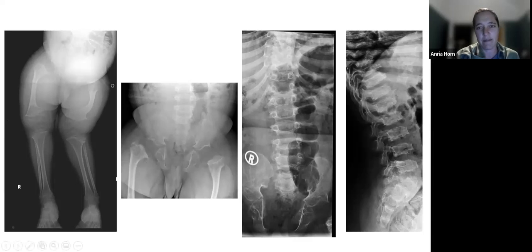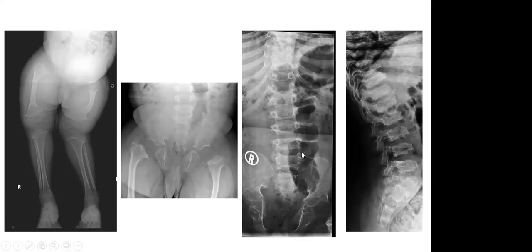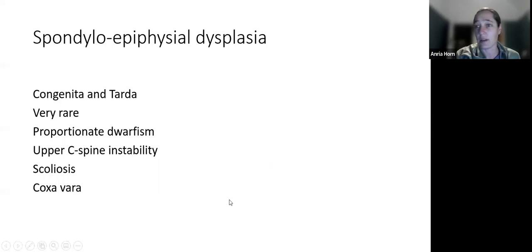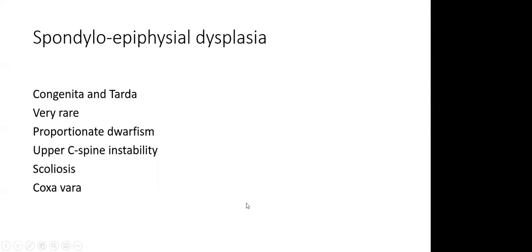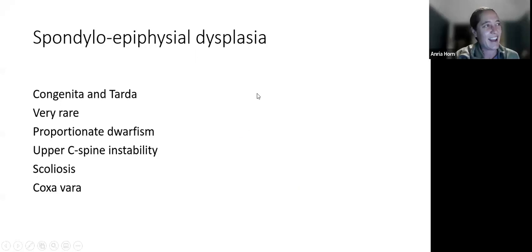this is spondyloepiphyseal dysplasia. Also very uncommon, like all the conditions we're going to discuss tonight. So with spondyloepiphyseal dysplasia, you get both the congenital and the tarda form. The congenital is more severe, the tarda is milder and only really presents later in life. It's rare. Causes a proportionate dwarfism.